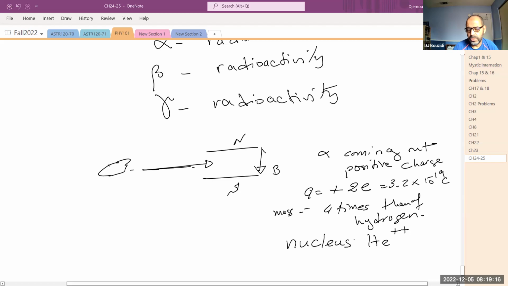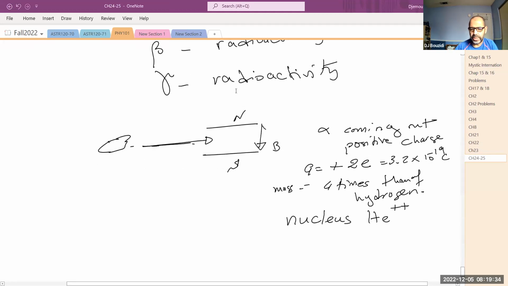That's it. So they will travel for a short while, but they will ultimately meet their electrons and they will disappear. Or they will interact with matter and they disappear. So they have a short range. They don't penetrate too much, okay, because of these properties. So this is one type.